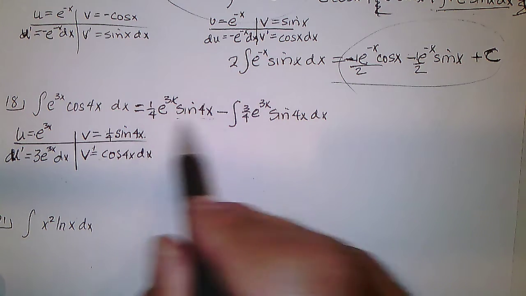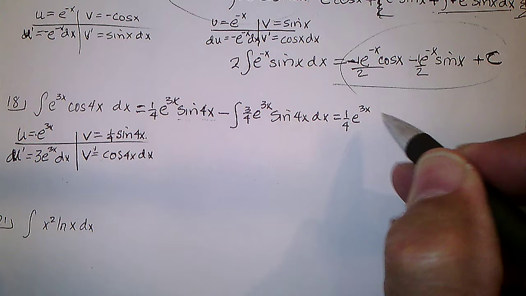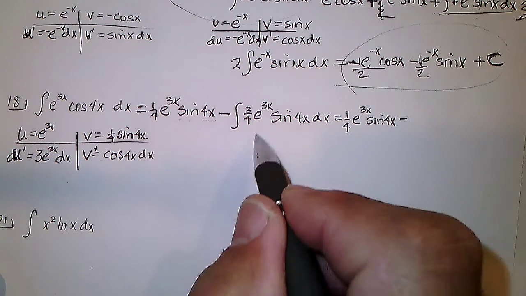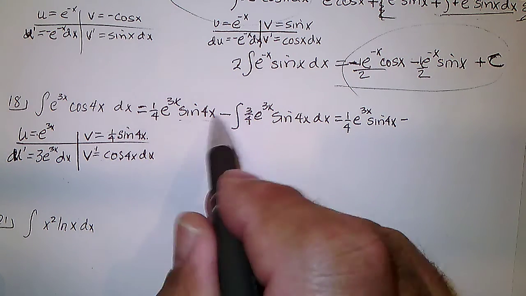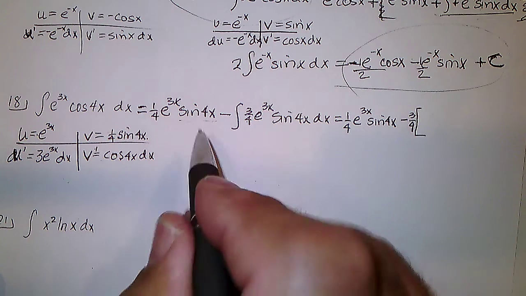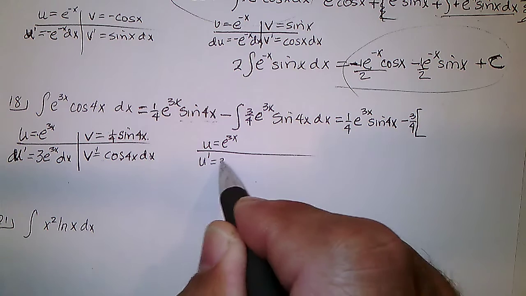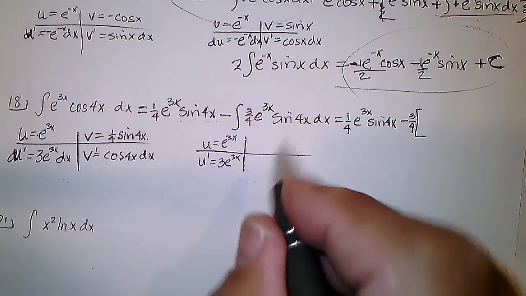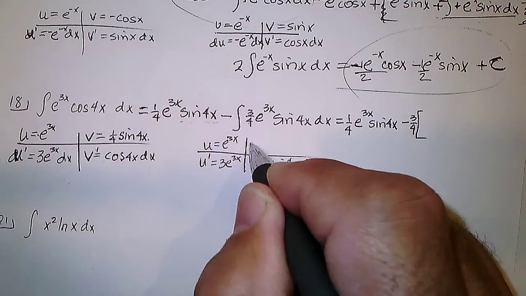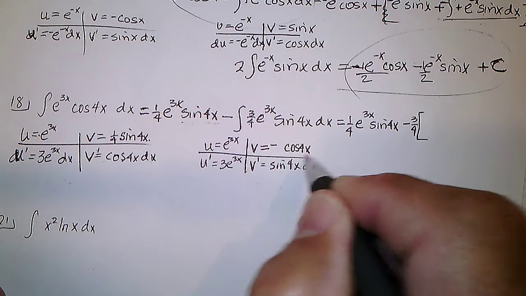And we're going to do it again. We're going to have this hanging around. So we're going to have 1/4 e to the 3x sine 4x, minus, and we're going to do integration by parts on this, but I'm going to pull the 3/4 out. So I'm going to have minus 3/4, and I'm going to let u equal e to the 3x. So u prime equals 3e to the 3x. I'm going to let v prime be sine of 4x dx. So v is negative cosine of 4x, but divided by a 4.